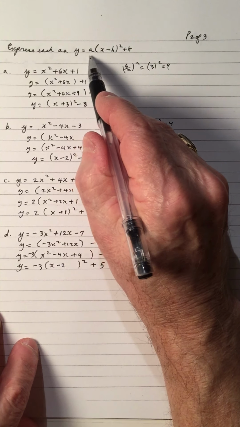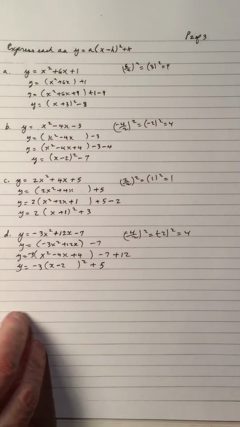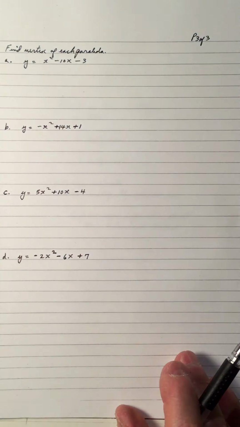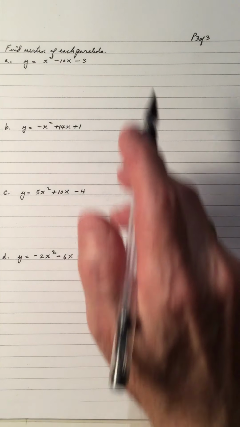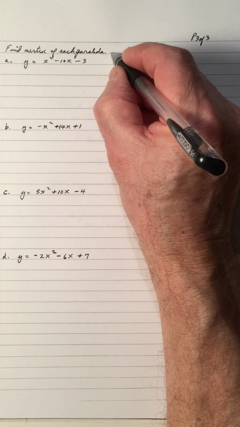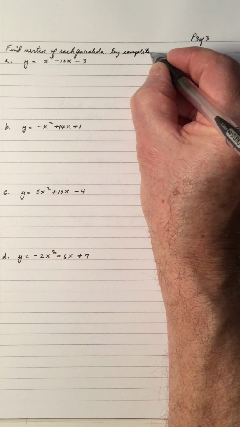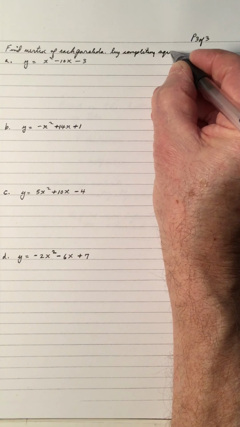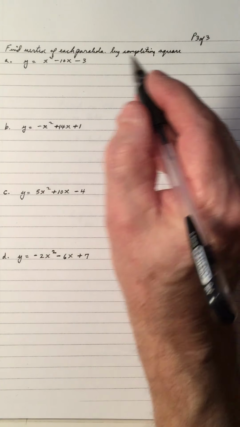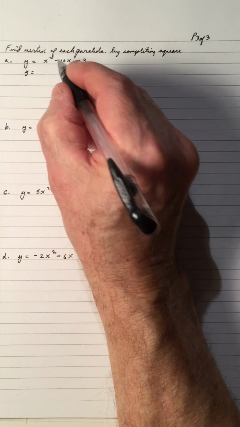And the vertex form is y equals a times x minus h all squared plus k. And turn it over, and we'll find the vertex of this parabola. Now I'm going to find the vertex by completing the square. There is another way to do it, but we're doing it in later videos, so I'm going to work it out by completing the square. So I've got to find the vertex. So that means I've got to write it in vertex form.